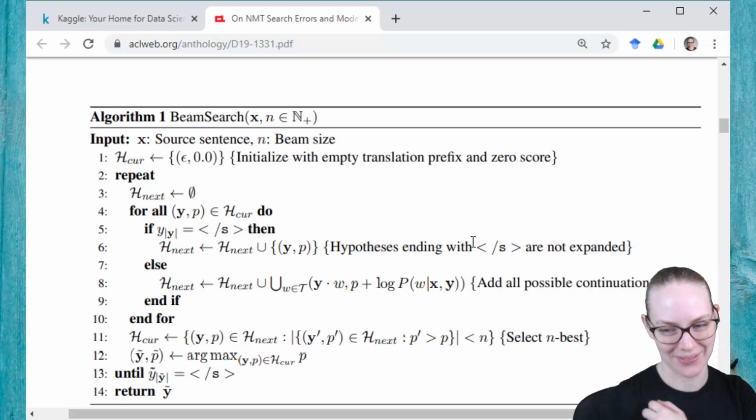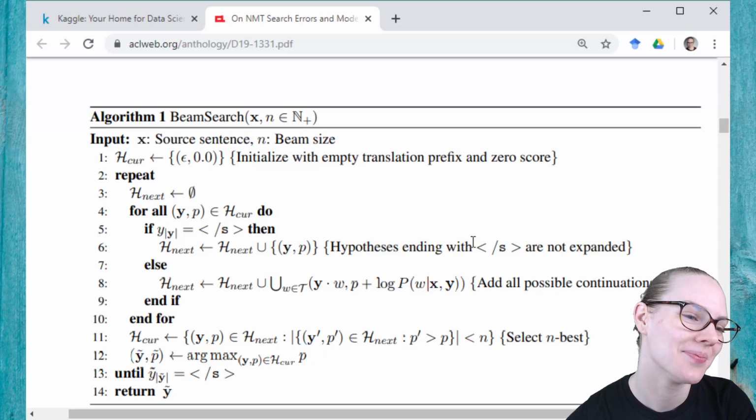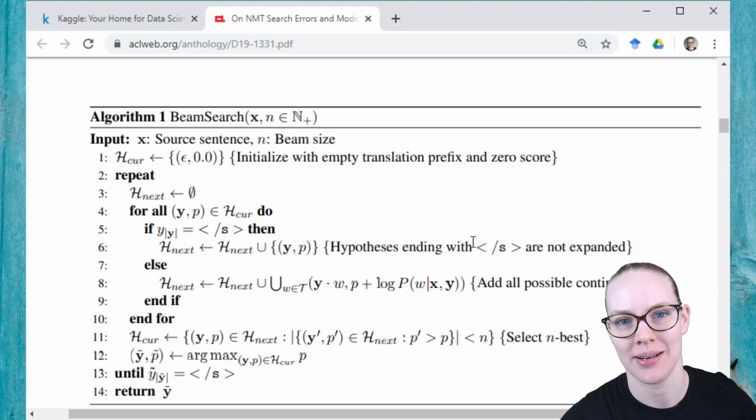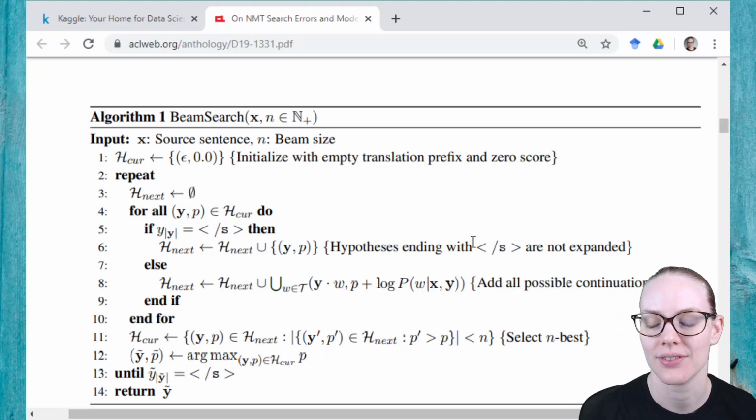Robbie says, it looks horrible. How are you reading it? It just takes a while to read math. That's the nature of the genre.